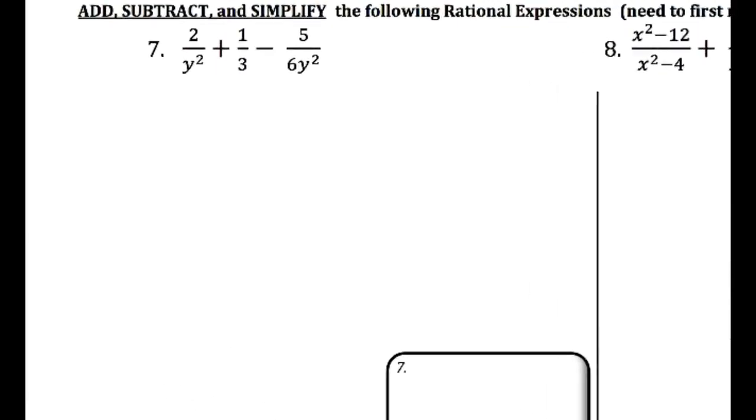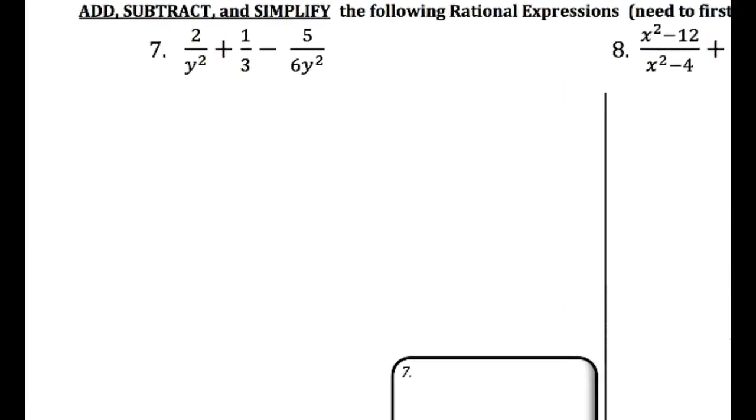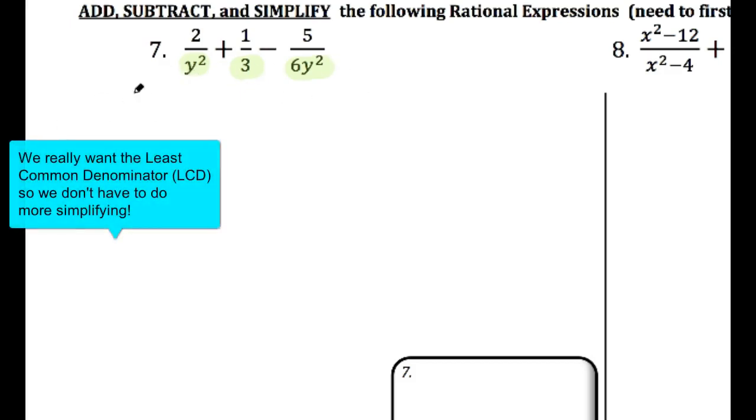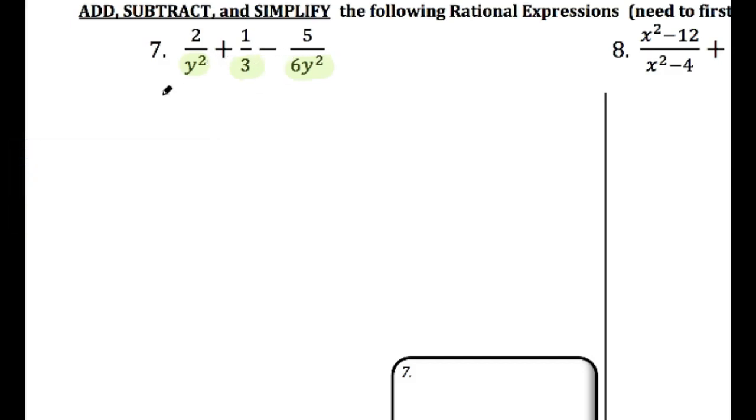Everyone, what we're going to do in the second part of this video is add and subtract rational expressions that don't have a common denominator. If you look here, we see three different denominators. The quickest way to get a common denominator is to multiply everything straight across. However, notice the first term is y squared, the second term is 3, and the last term is 6y squared. We can actually find the common denominator as being 6y squared.